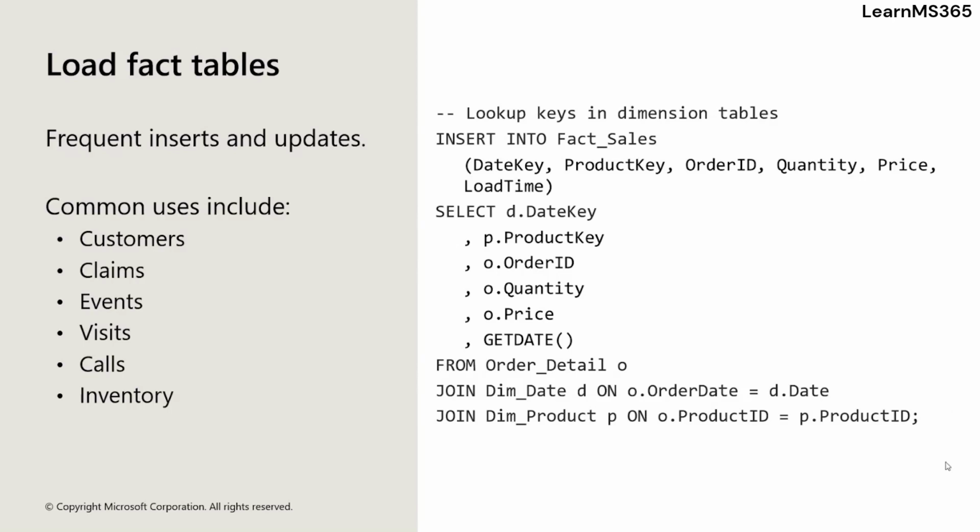Assume we have a source table, order_detail, in an OLTP system with columns like order ID, order date, product ID, quantity, and price. The T-SQL script, which is the example given here, loads the fact sales table. You can have a look at it.